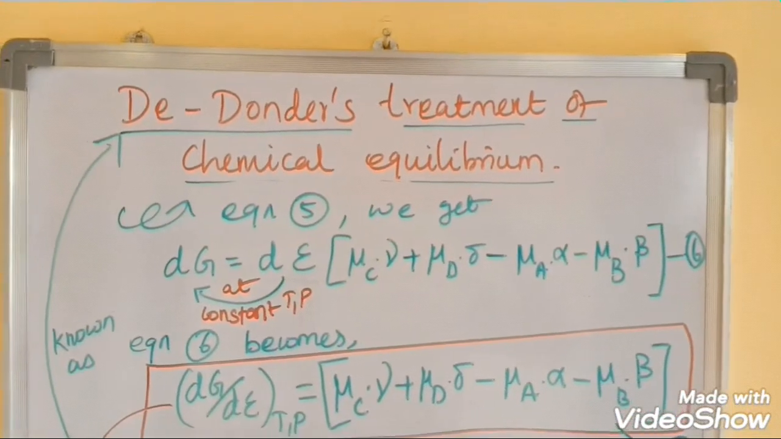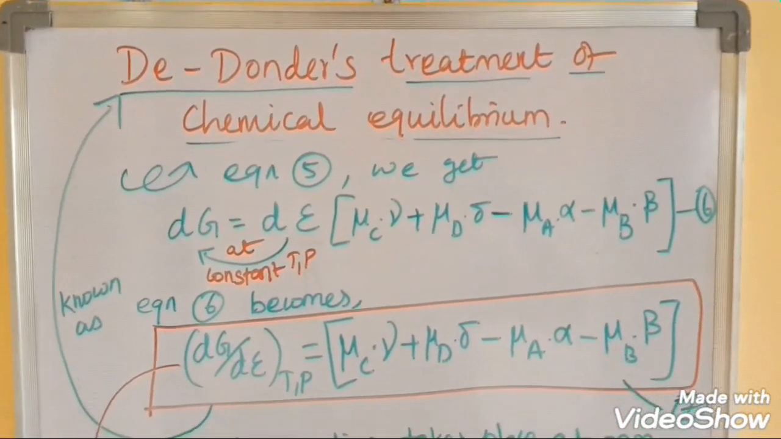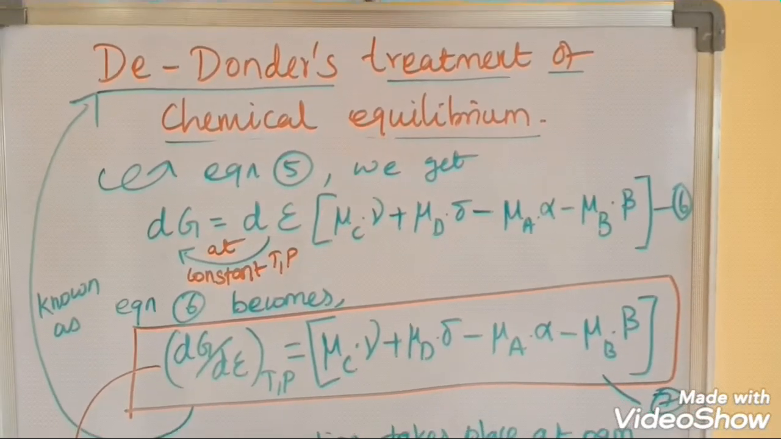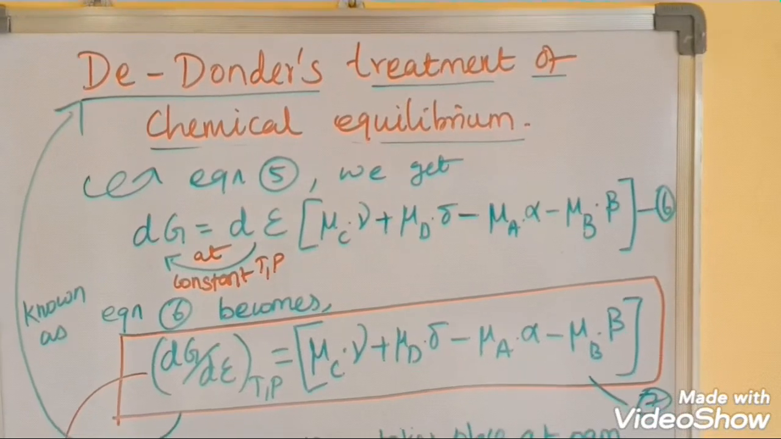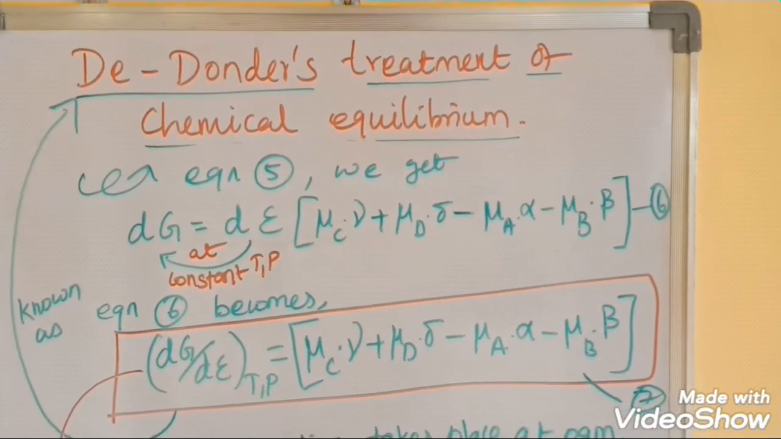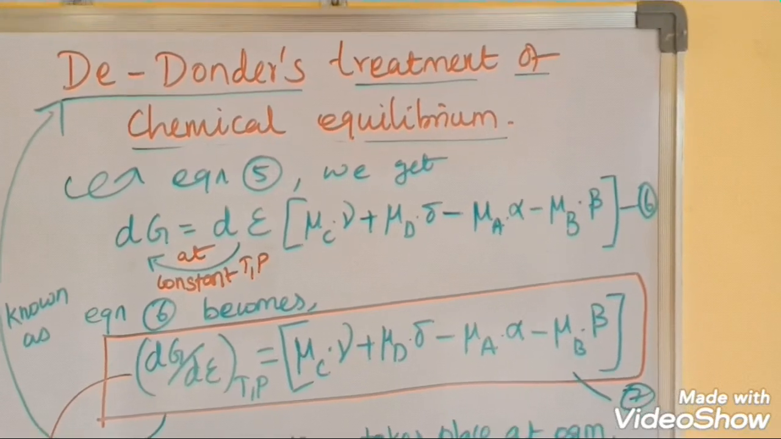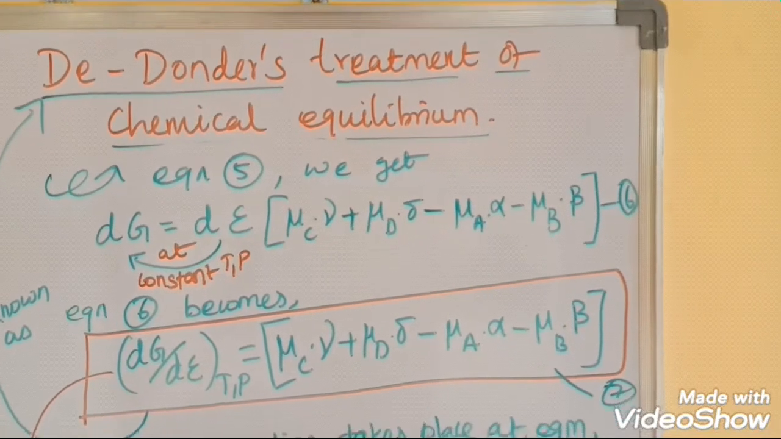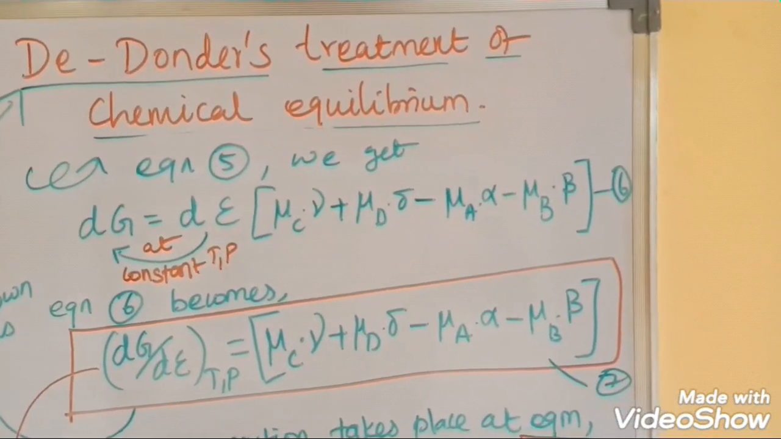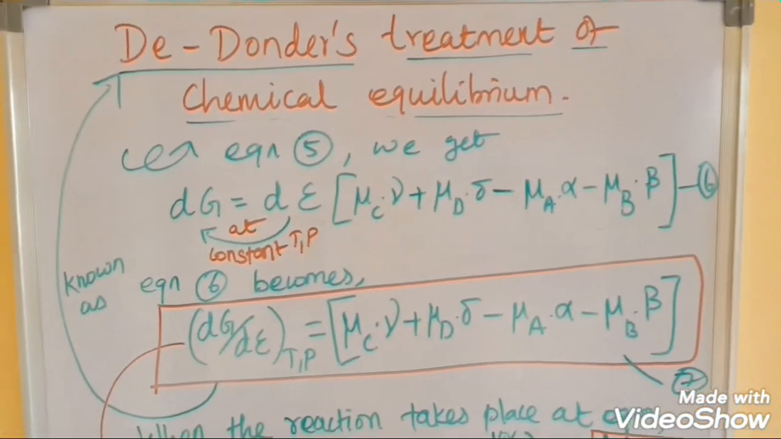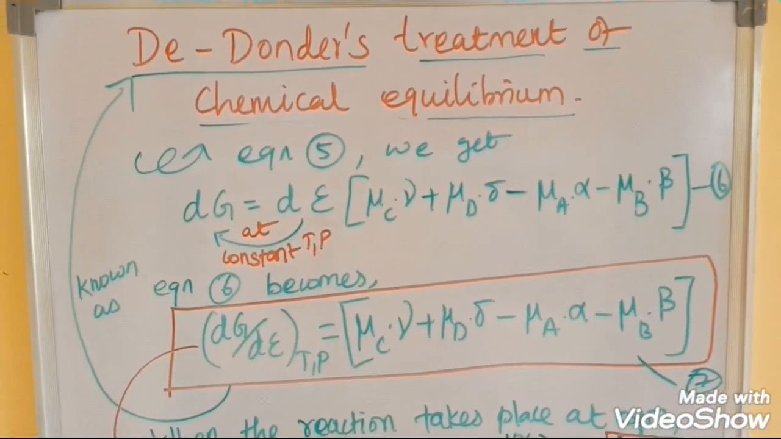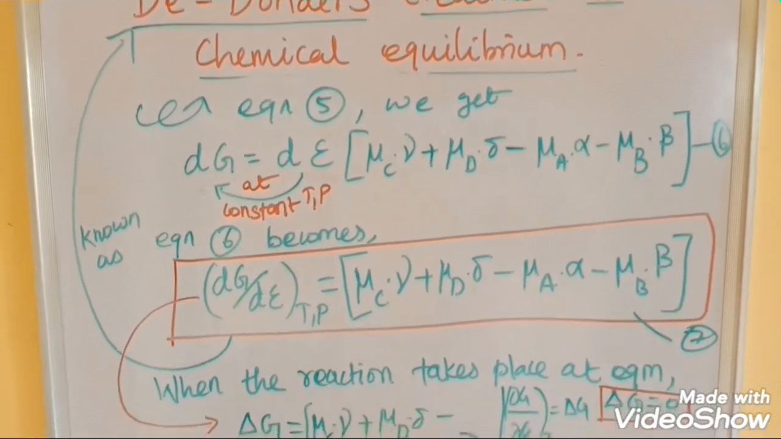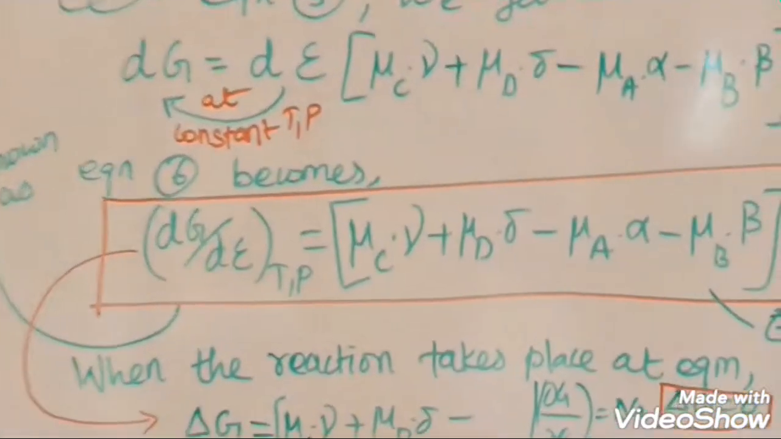Okay, next, rearrange equation 5. We get dG is equal to dE, hold the bracket, mu c into gamma plus mu d into delta minus mu a into alpha minus mu b into beta. Okay, close the bracket. This is equation number 6. We knew already this overall reaction takes place at constant temperature and pressure. That's what this equation 6 becomes.